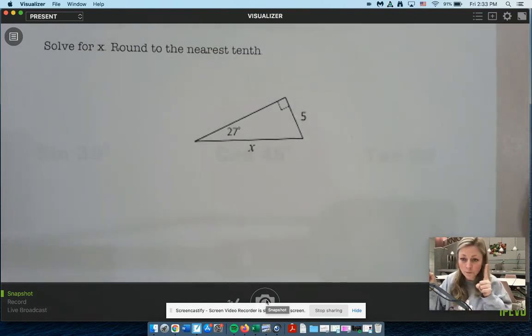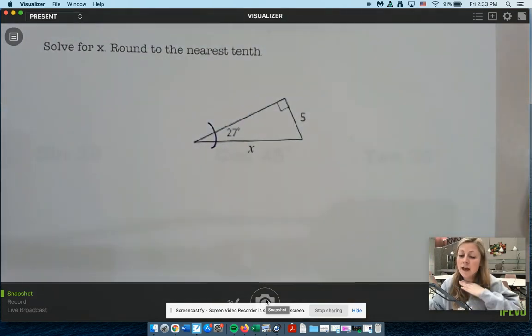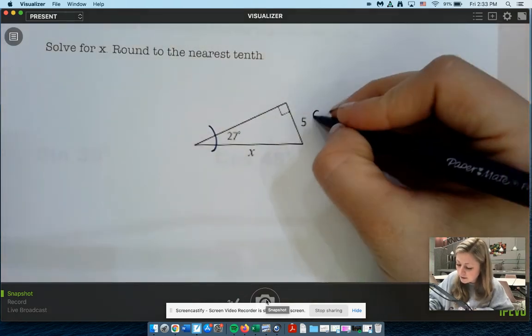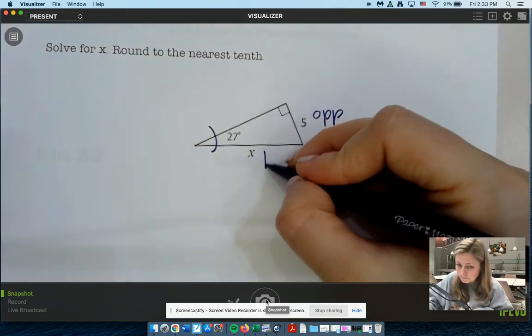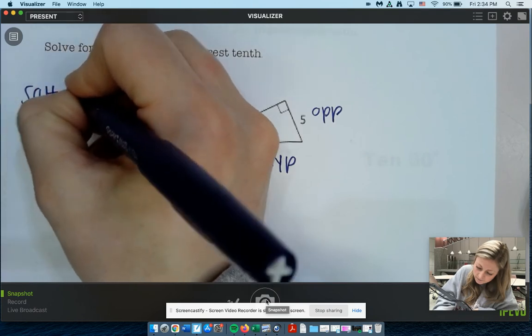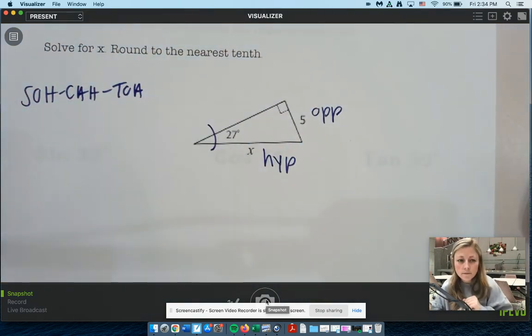Okay. Again, step 1, mark your angle. Step 2, label the sides that have something to label. If not, leave them blank. So 5 is across from our angle, so that's our opposite. X is across from our right angle, so that's our hypotenuse. So, CAH, TOA. Okay. Now we have our opposite and hypotenuse.